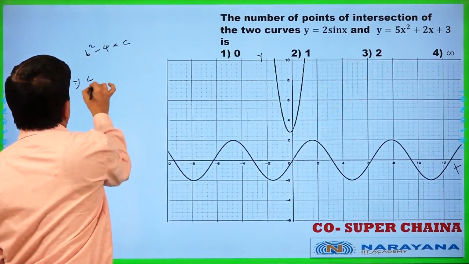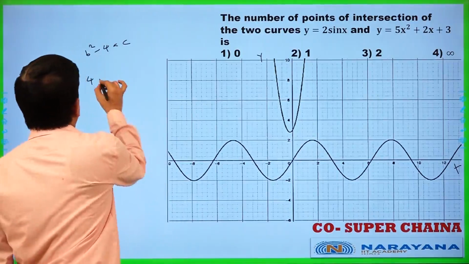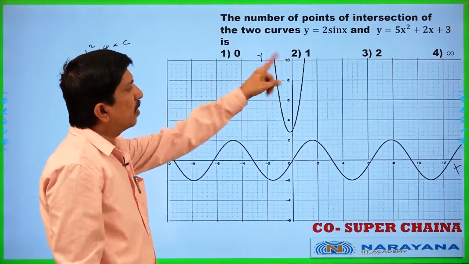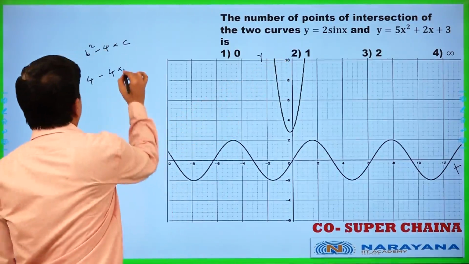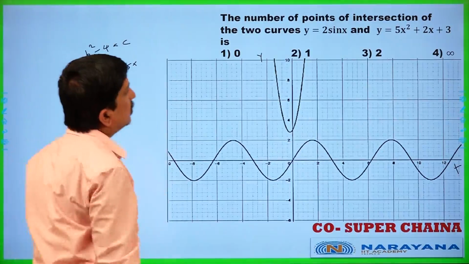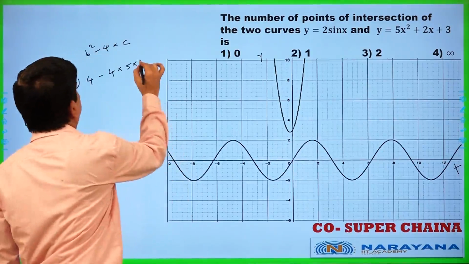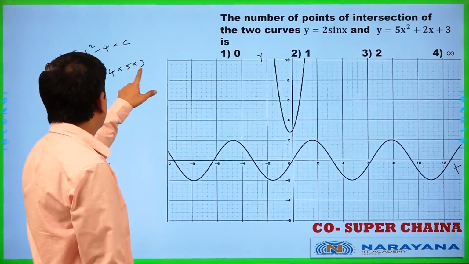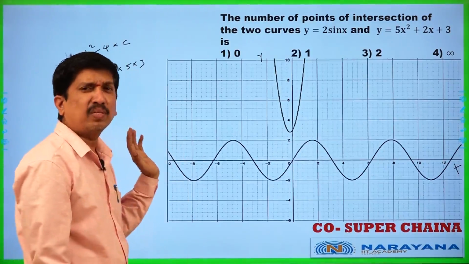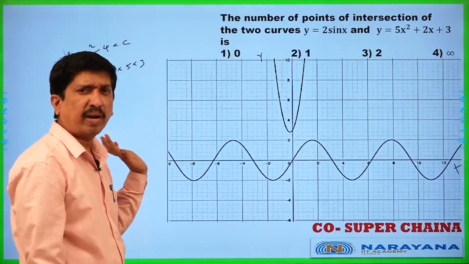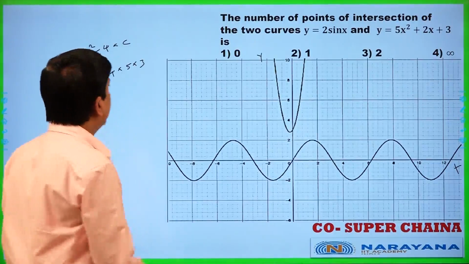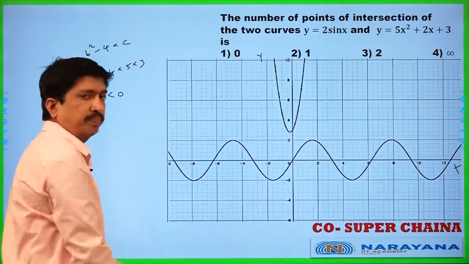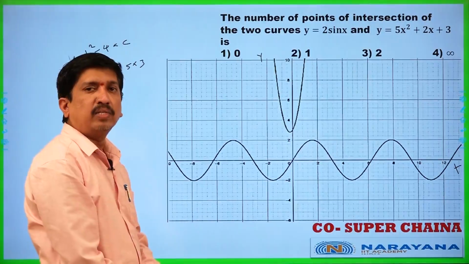b square is 4 minus 4ac, where a is 5 and c is 3. b square minus 4ac is 4 minus 4 5s are 20, 20 3s are 60. 4 minus 60, is it a positive quantity or negative quantity? That only is required, not the number. So, delta is less than 0 we are getting.